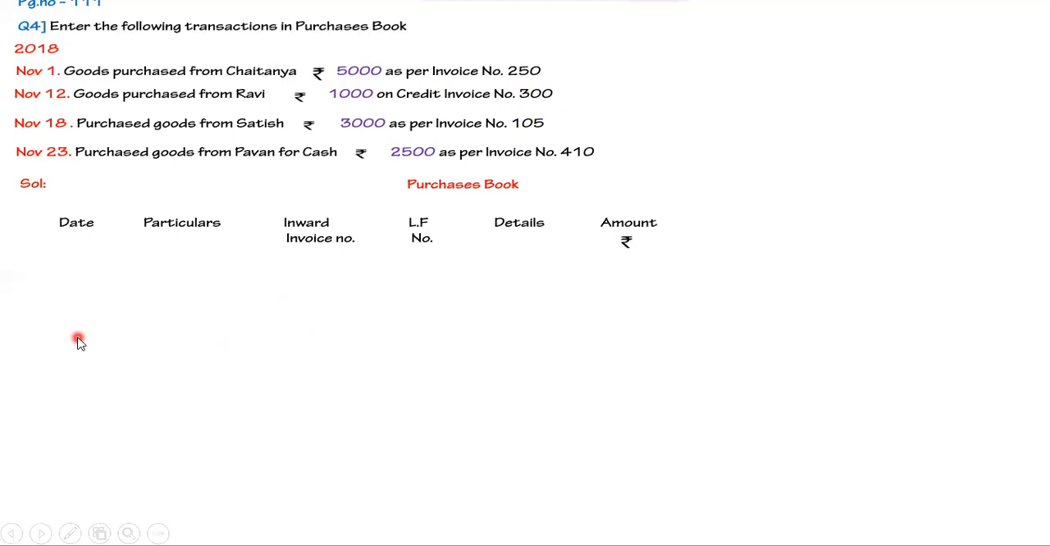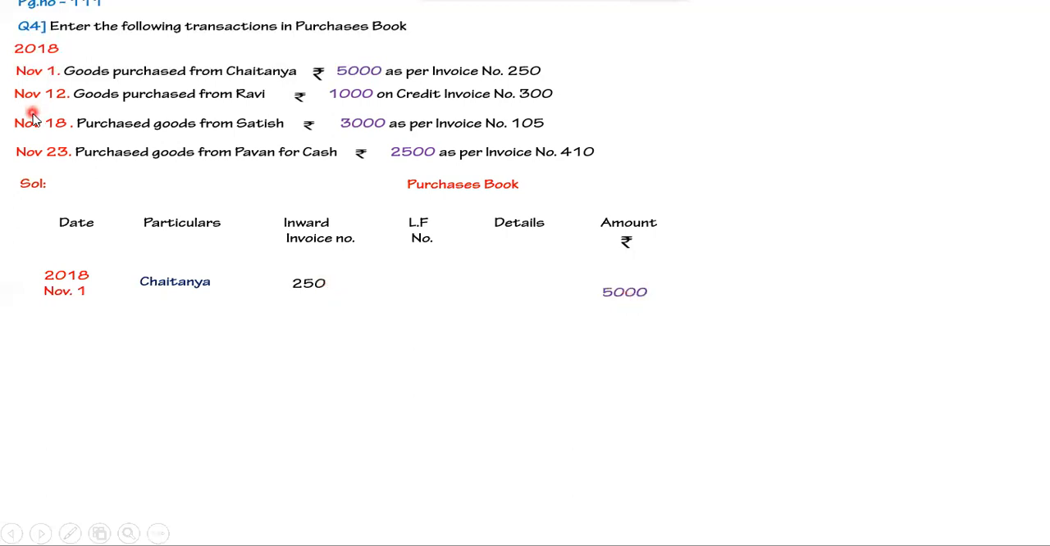So first, the date will be taken as 2018 November 1. In the particulars column, we'll be writing the name of the person from whom we have purchased goods. So the transaction done on 2018 November 1 is with Chaitanya, goods purchased from Chaitanya. So here we'll be writing the name of Chaitanya, and in invoice number we'll be writing the invoice number as 250, and in the amount column we'll be writing the amount of purchase as 5000 rupees.